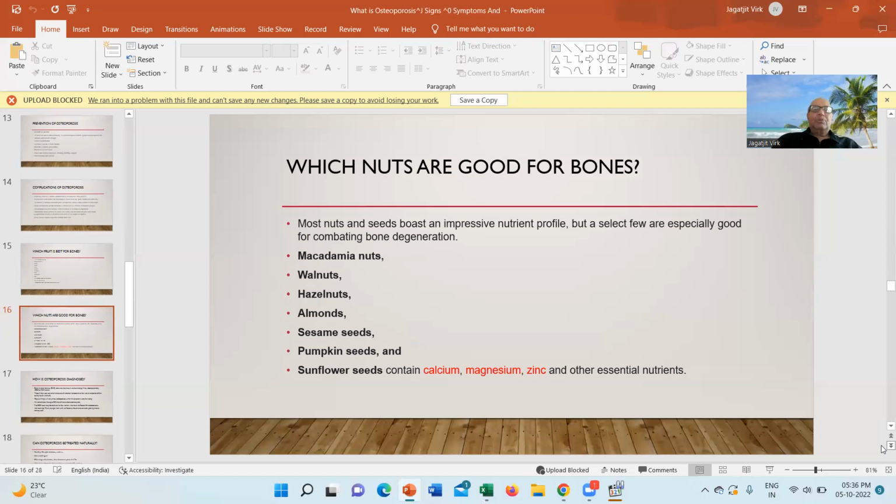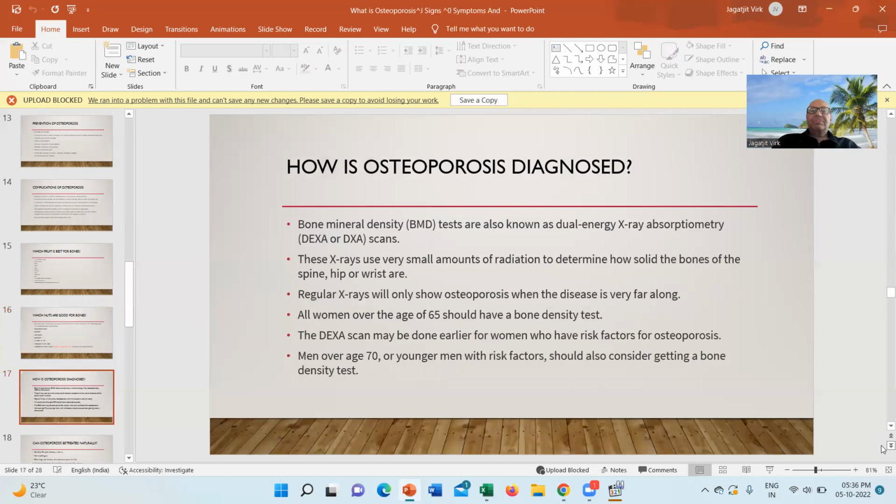Which nuts are good for bones? Most nuts and seeds boast an impressive nutrient profile, but a select few are especially good for combating bone degeneration. Macadamia nuts, walnuts, hazelnuts, almonds, sesame seeds, pumpkin seeds, and sunflower seeds contain calcium, magnesium, zinc, and other essential nutrients for regeneration or health of the bone.